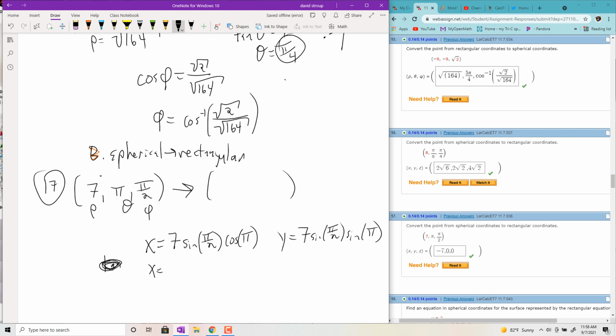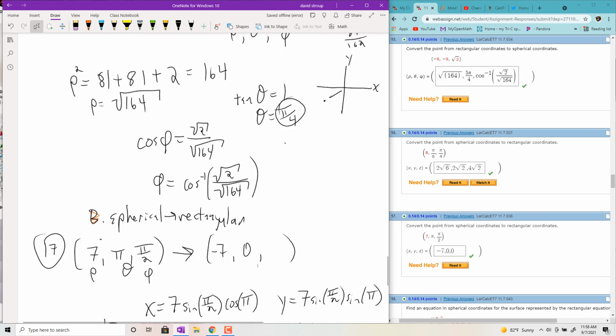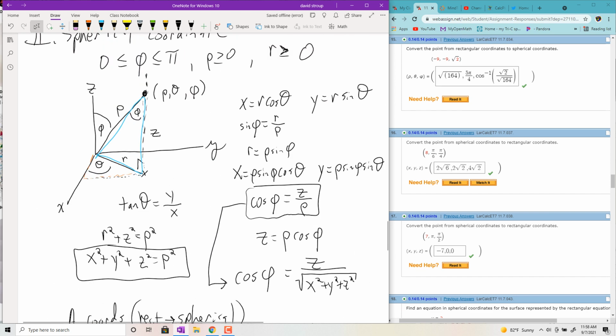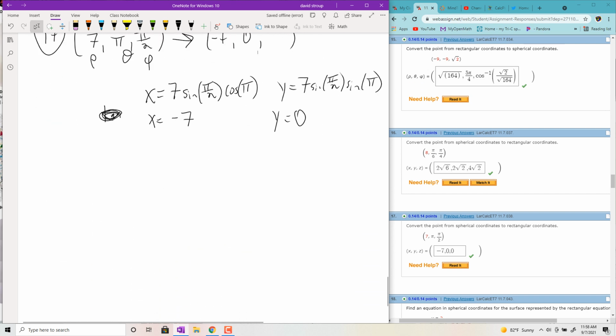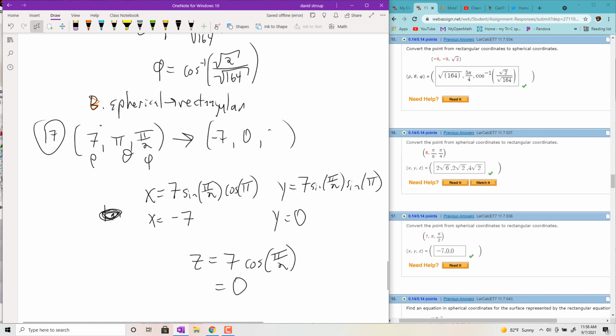X is sine of pi over 2, which is 1, times cosine of pi, which is -1, times 7. Sine of pi is 0, so that one's 0. So you get -7, 0. And then for your z coordinate, we can just use rho cosine phi. So z is rho cosine of phi, and that will be 7 times 0, which is 0. So that direction is fairly painless.